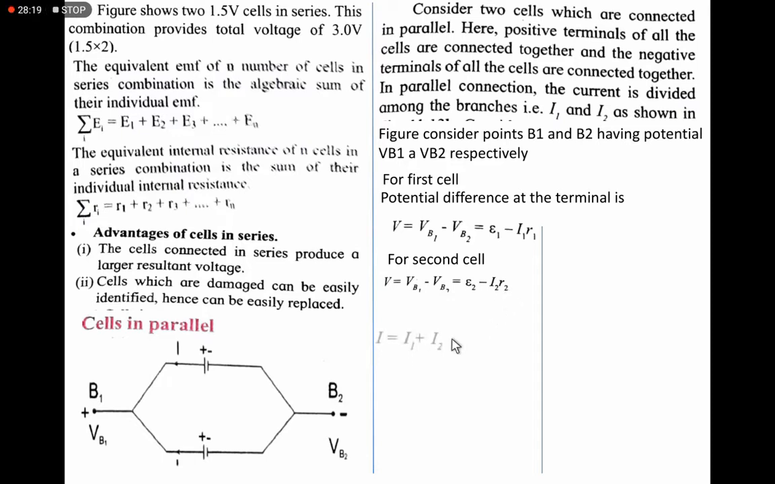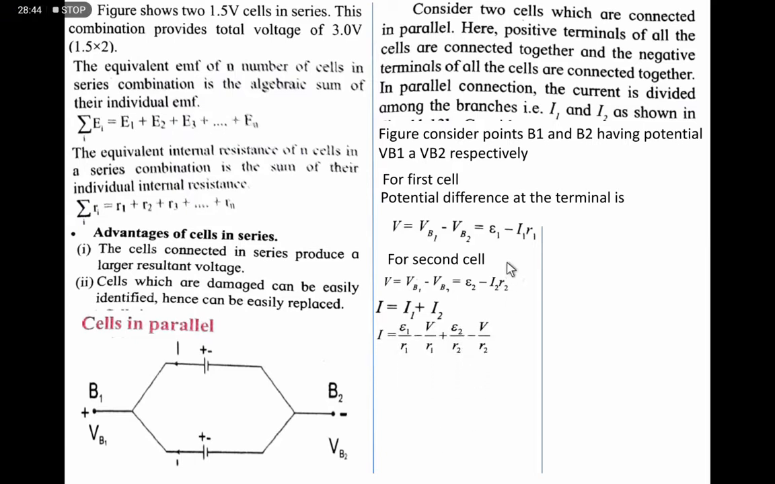Is it? Now we know the equation for the current. Up to this point, the current is I. But when it comes to the sources, the current will be divided into two parts, I1 and I2. So we'll write I is equal to I1 plus I2.